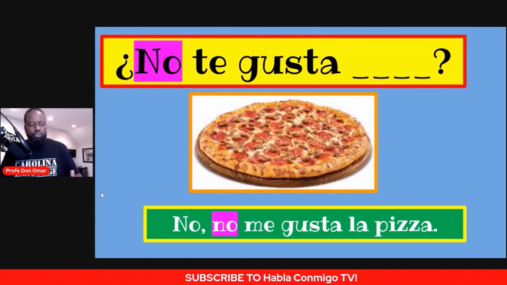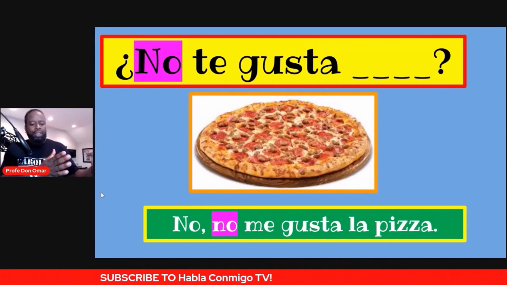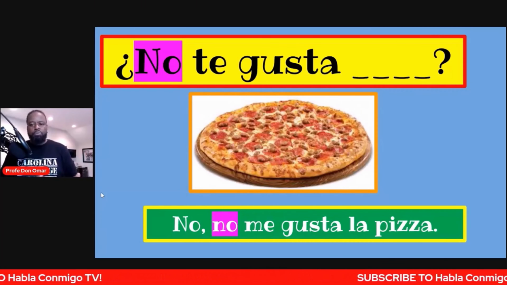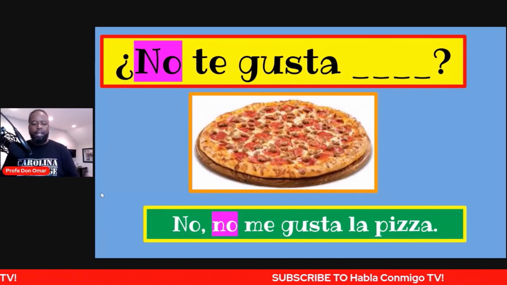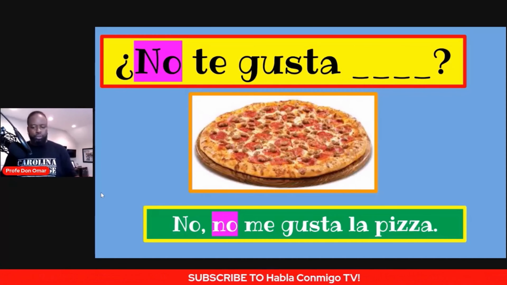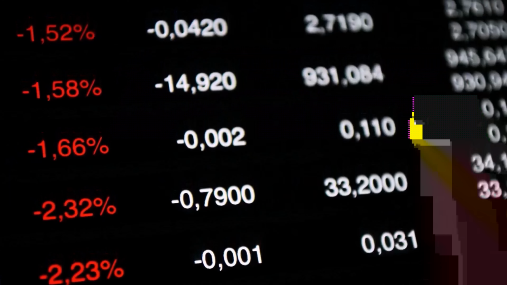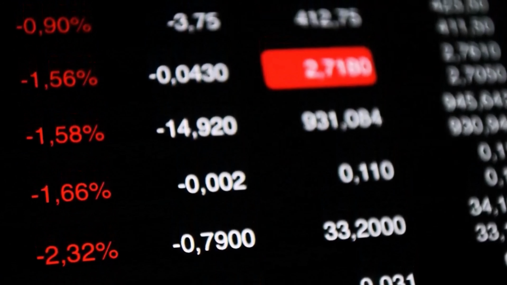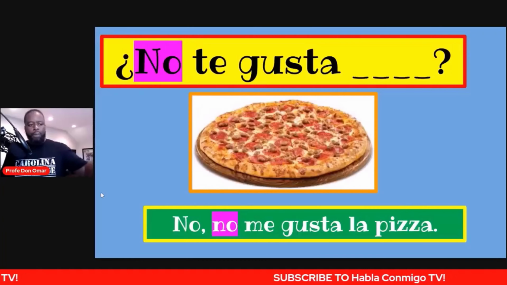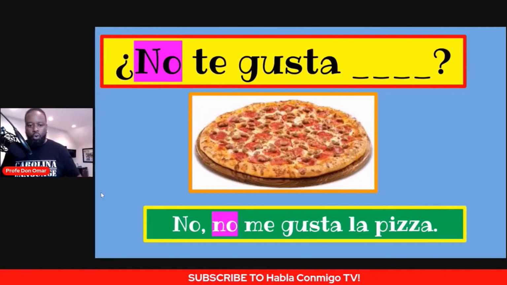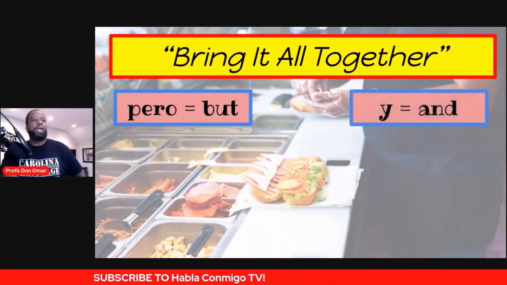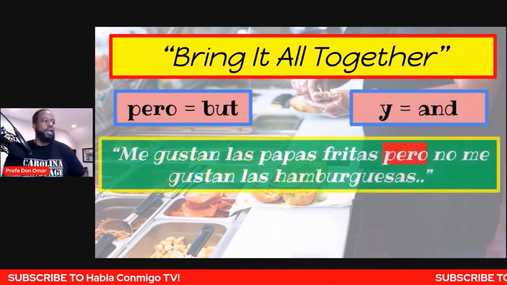If you're a math person, you want to think about it with like positive and negative numbers, right? A positive number, we don't put any sign in front of it, right? You don't have to. But a negative number, to depict it being negative, we have to put a negative sign in front of it. It's the same thing here with me gusta. When we put that negative, which is no, in front of it, now it makes our verb negative.